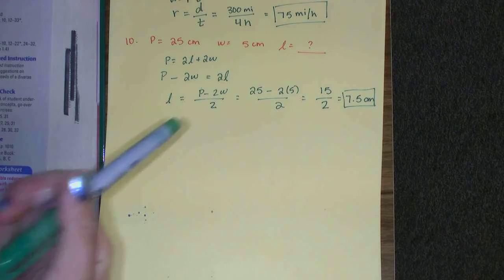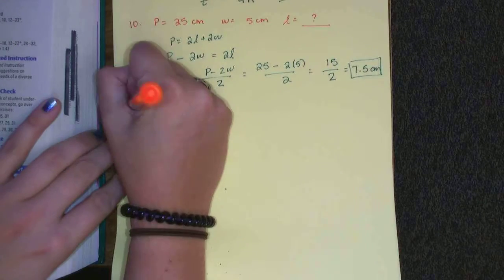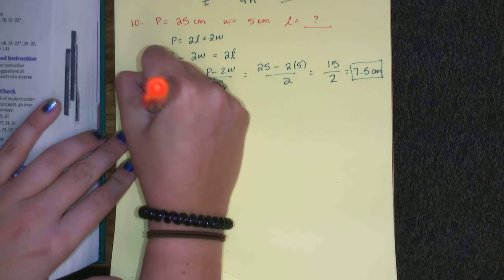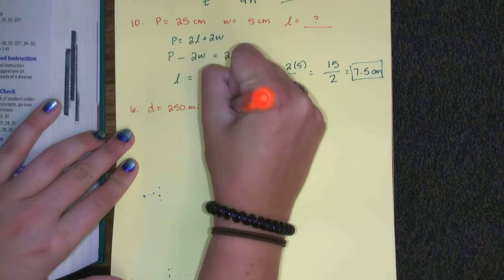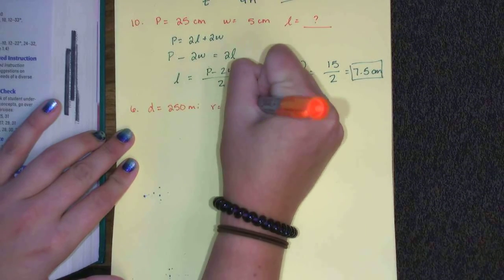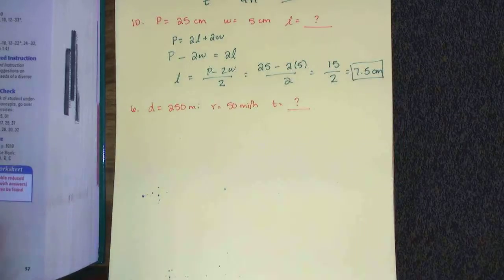Do we need to see another one of this type, or do we feel okay about this type? Yes. We'll go back. That one still gives you the same variable to solve for. We'll go back and do number 6. D is equal to 250 miles. R is equal to 50 miles per hour. And T is equal to, that's the one we're solving for.